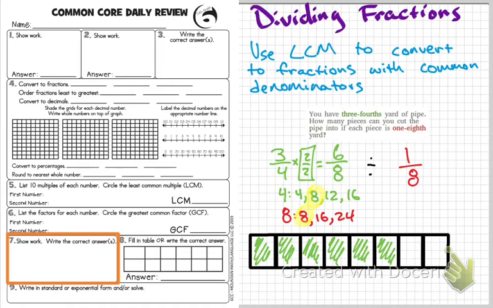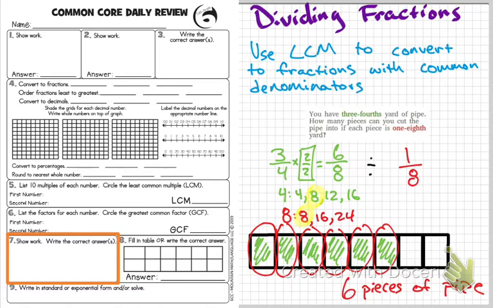My next step is to see how many groups of 1/8 can fit inside of those shaded parts. I'm going to do that by simply circling any groups of 1/8 that I see. And pretty quickly, I'm going to notice that my answer to this problem is 6. There will be 6 total pieces of pipe that are 1/8 of a yard apiece.